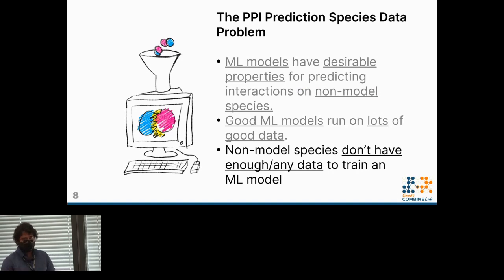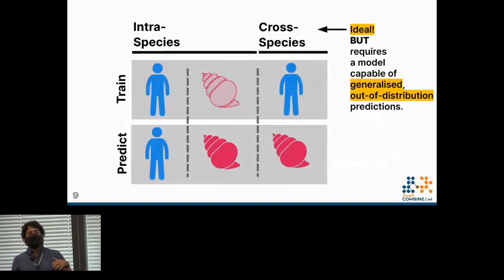So what we need is something that's able to do cross-species prediction. Instead of doing intra-species predictions where you train on human and test on human, you train on a well-understood organism like human and then test on one that is less studied. But to do that, you need a model that's capable of making out-of-distribution predictions, that is able to generalize to other species. And historically, we have a problem with that.